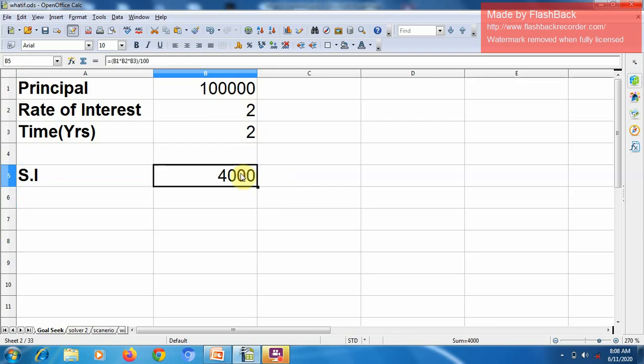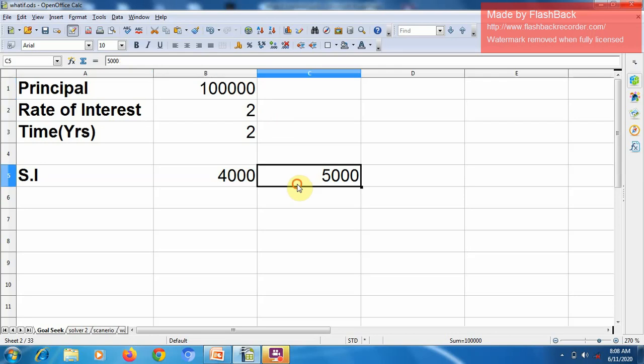Now, why do we use goal seek? If we want profit 5000 in place of 4000, then how much principal amount would be required to get this profit of 5000? Is it clear? In this, we have output 5000. Based on this output, we have to calculate the input variable, that is principal amount.